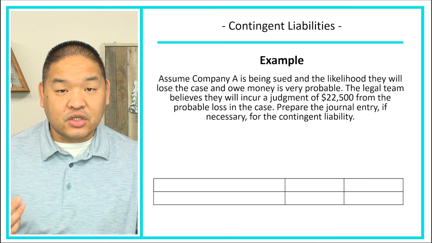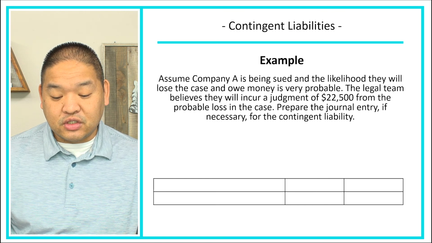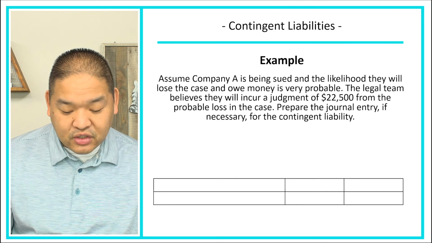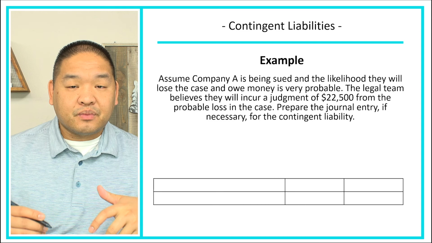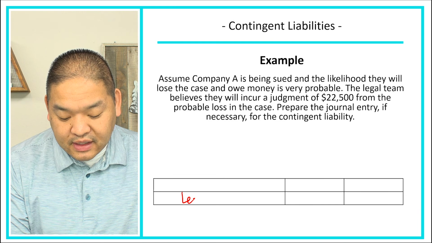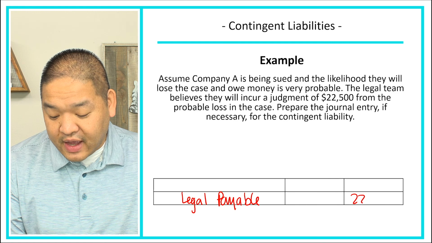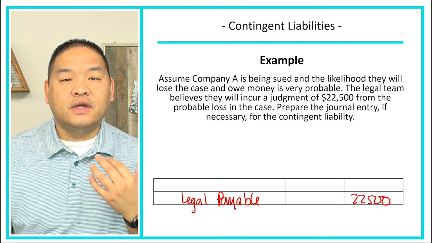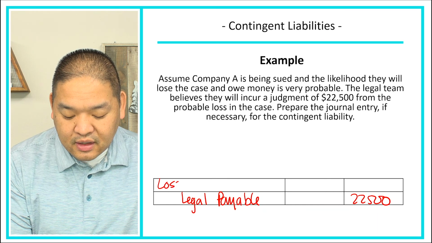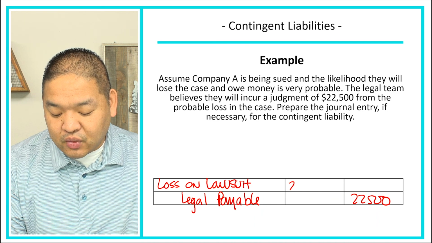So we are owing. If we're going to owe, then we are going to need to credit a liability. So to credit a liability, we're going to have to credit some type of liability. So we're going to use, let's say, a loss payable or even a legal payable. So we're going to credit legal payable in the amount of $22,500, and then we're going to need to debit something. So we're going to debit loss on lawsuit in the amount of $22,500.